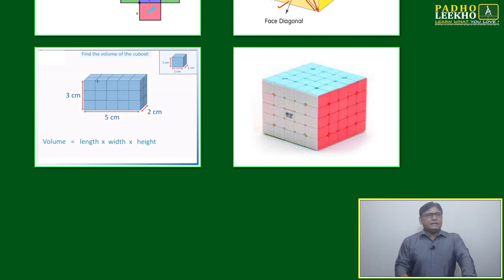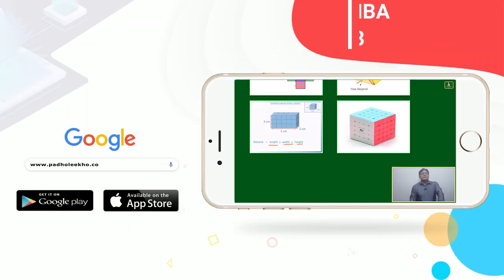This is like one of the cuboids which is cut into similar cubes. All cubes are similar, any of the cubes you will find, all are similar, or you can say all are cubes, not cuboids.